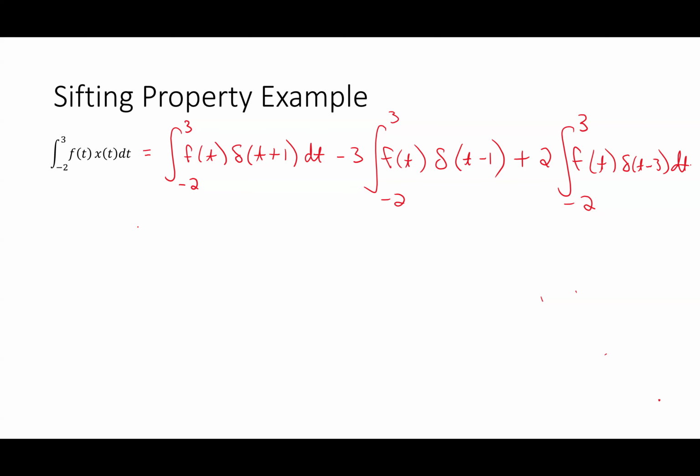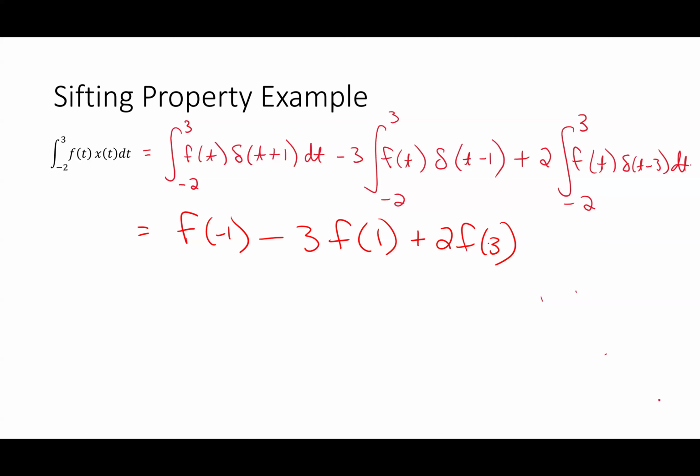The first integral is f of -1. The second integral is -3 times f of 1. What about this last one? +2 times f of 3. That's exactly what it looks like it should. The catch to this one is what? Catch on this.